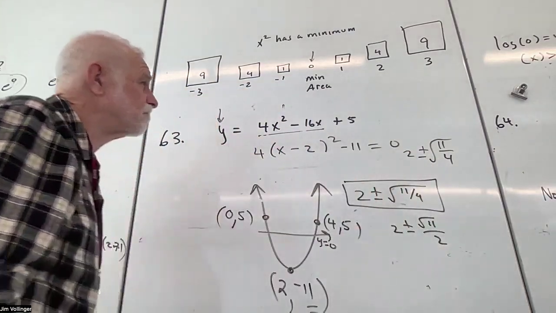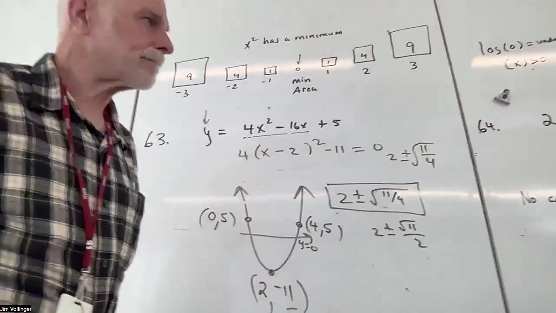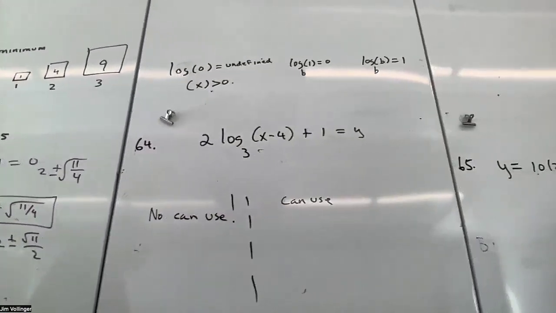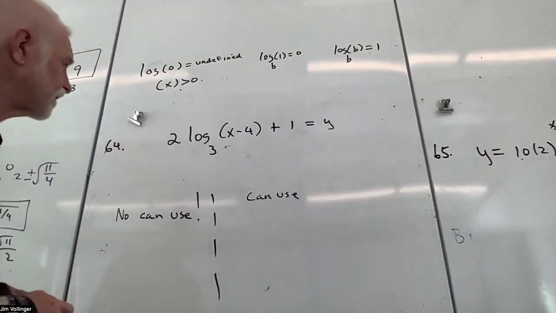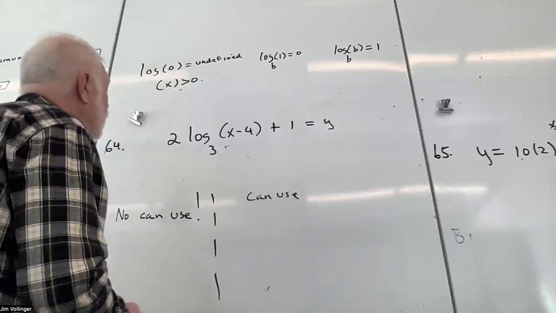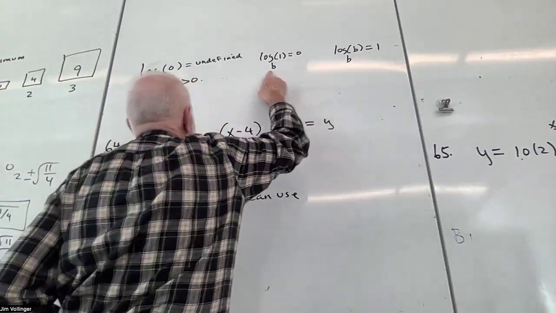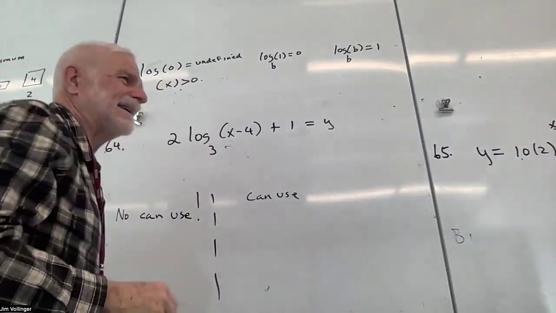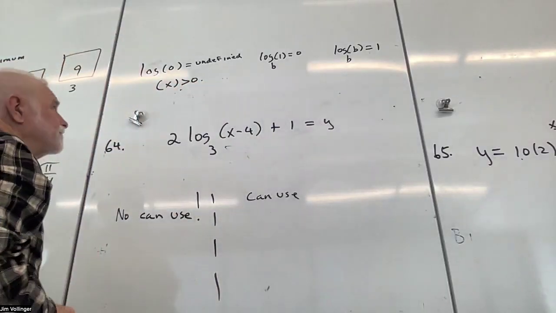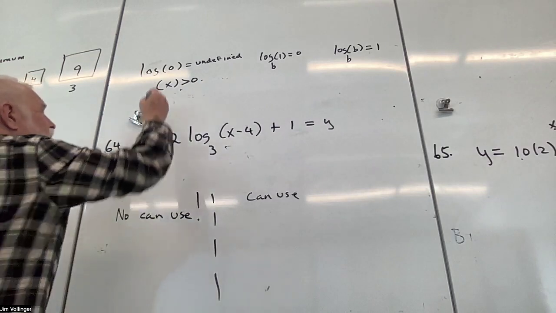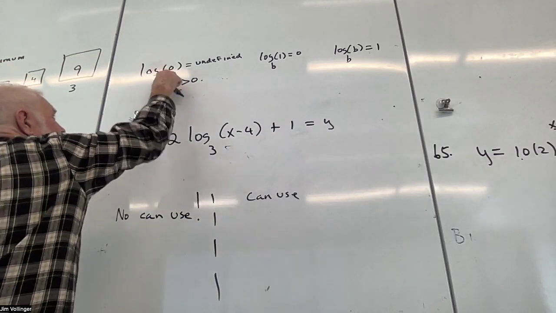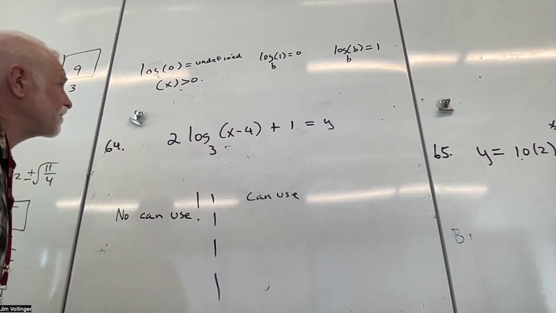Just another topic that we're covering. Looks like I'm running out of ink on this one. I didn't anticipate that. We'll keep going for a while. All right. These are the 3 things you need to know when you have a base other than e. Okay? Doesn't matter what the base is. The parentheses has to be positive or it's undefined.